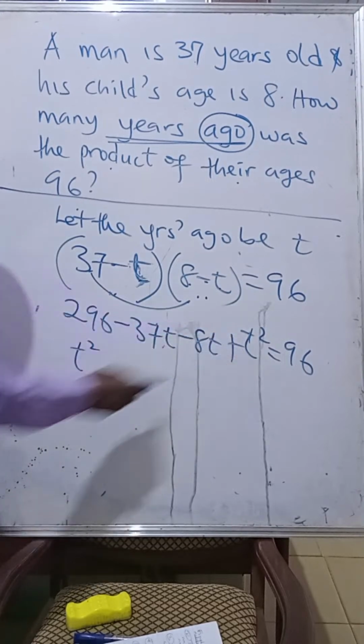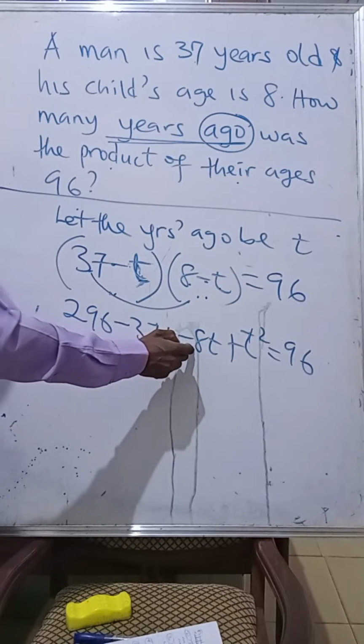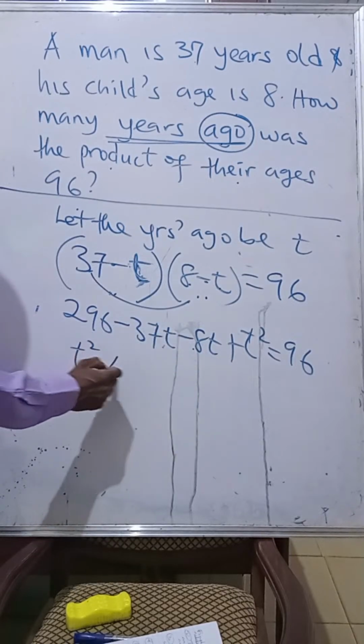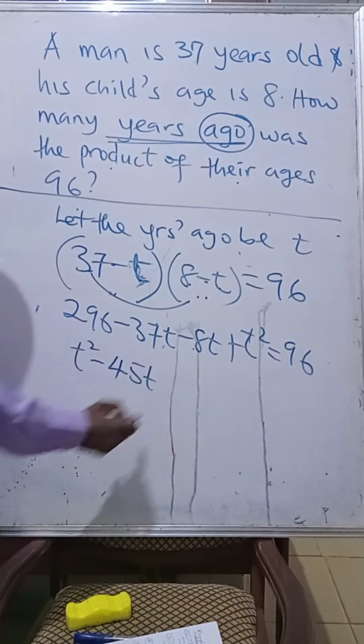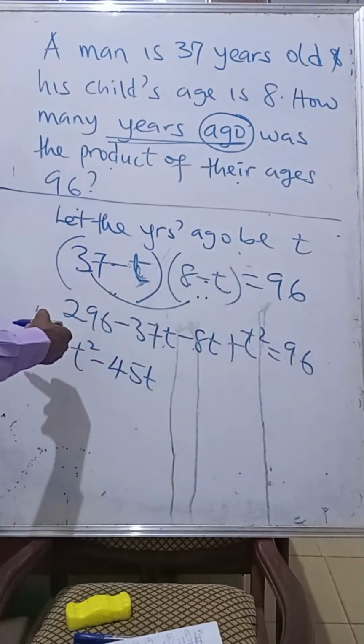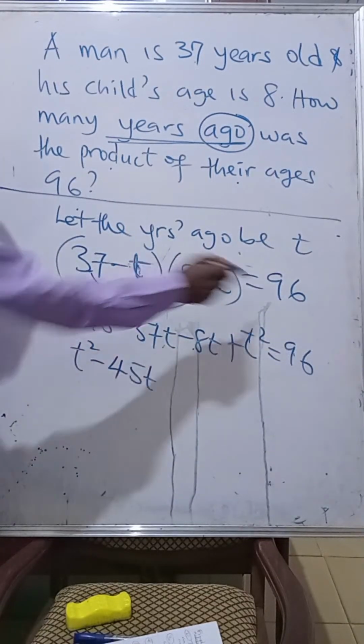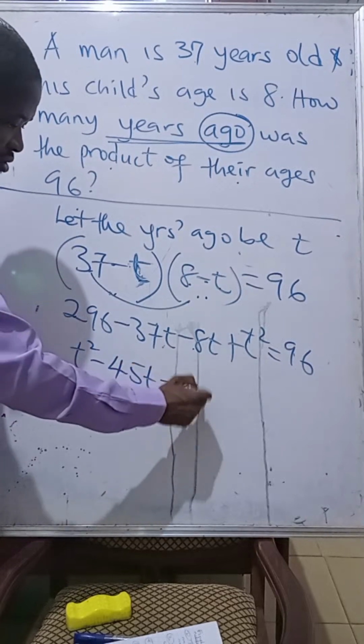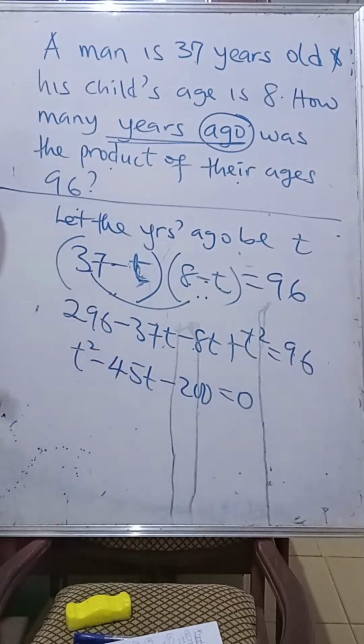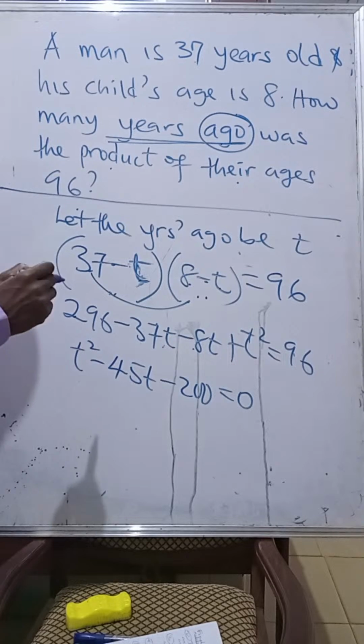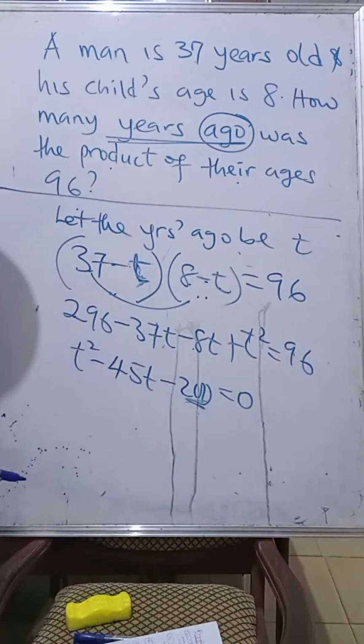That's t squared. This one and this one, that's minus 45t. Then move this 96 to the left side, and that'll be 296 minus 96. That's what? 200. Equal to 0. So what we need to get now is the two factors of 200 that can give us, either by addition or subtraction, minus 45. So let's get the factors of 200.